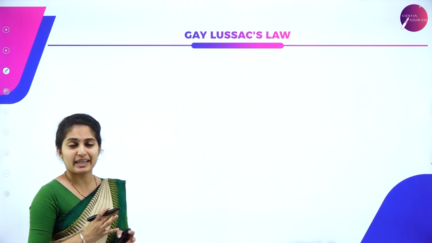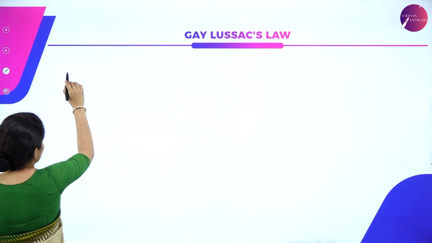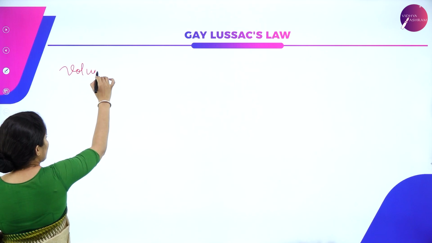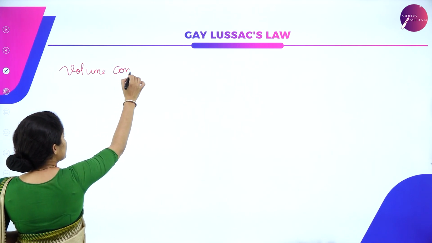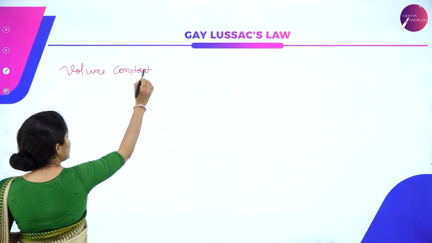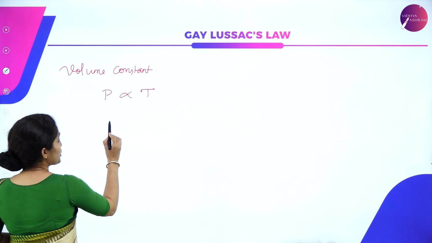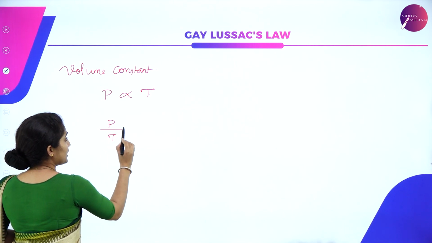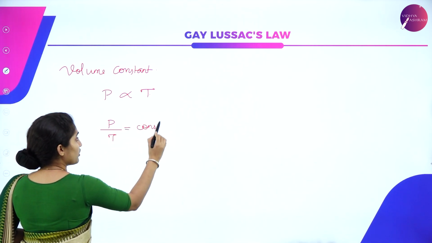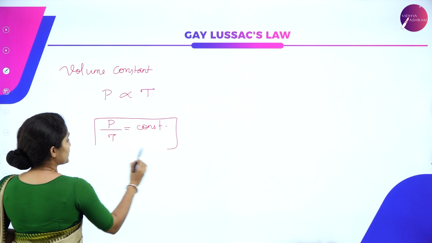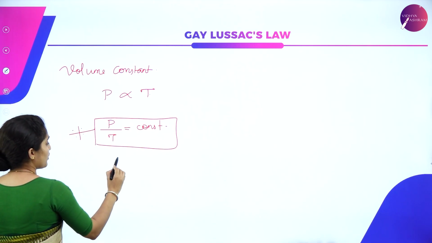In this case, we keep volume constant. So here we have constant volume. So at constant volume, your pressure is directly proportional to temperature. So we have P by T is equal to constant. So this is one set of equation which is actually again important.